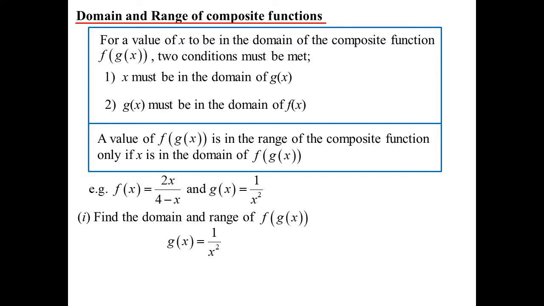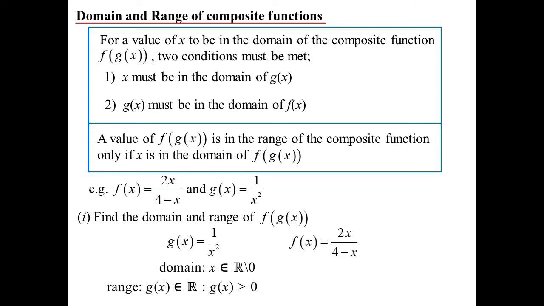Okay, well g(x), if I was just to find the domain of g(x), we know it'll be all real numbers, but excluding 0. So we know 0 can't sub into that. So our range would actually be real numbers that are greater than 0. So for function f(x), the domain is all real x, but this time x can't equal 4. And the range, we will never get the answer -2 for this particular one. We'll never get the answer -2.